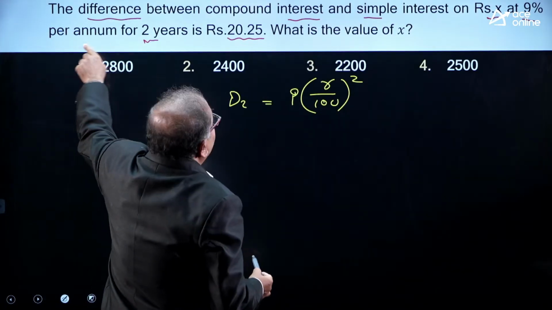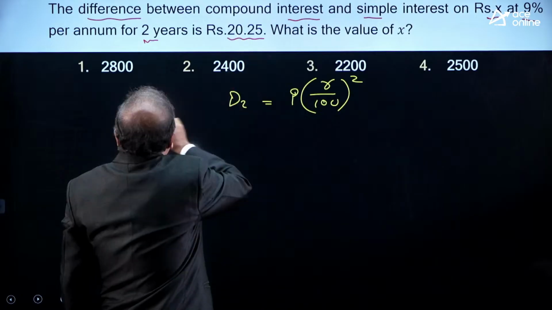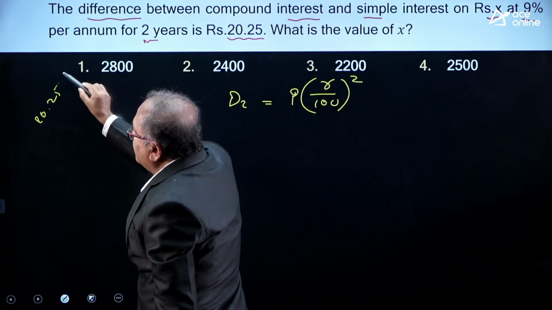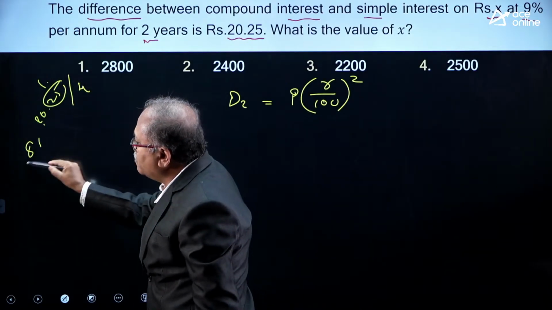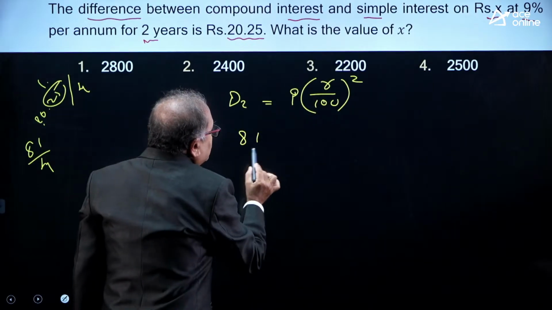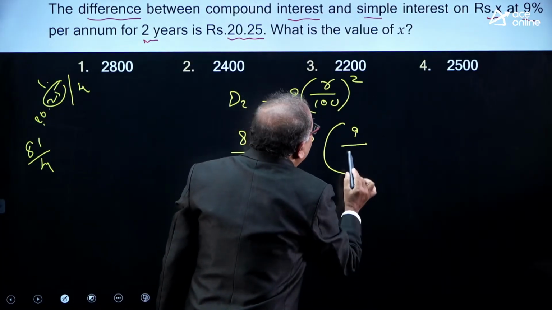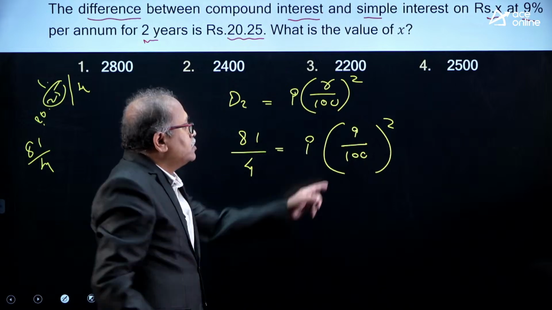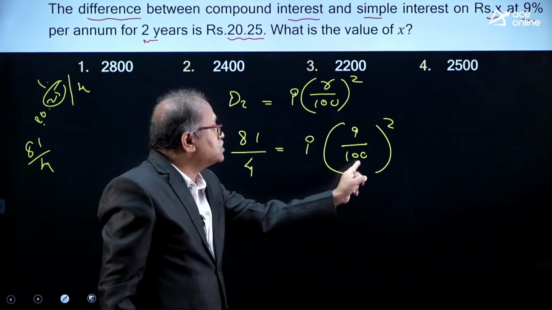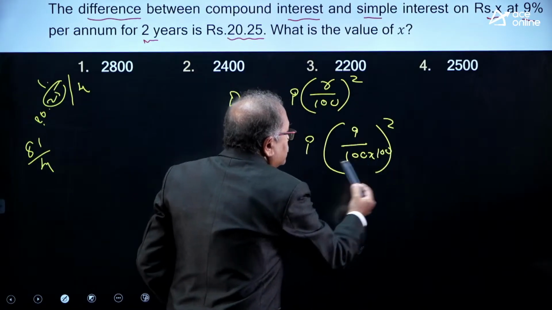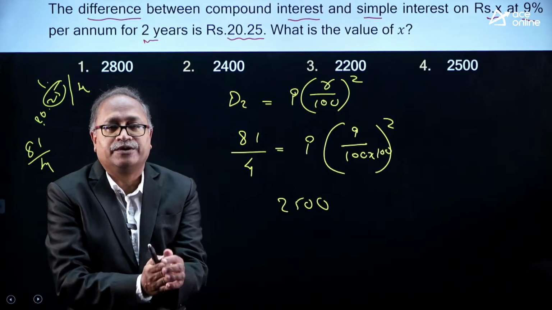So, look at this one. We have the difference given to us. And what is this difference? 20.25. Can I write this 0.25 as 1 by 4? So, 80 plus 1 comes 81 by 4. So, I will take the difference as 81 by 4 is equal to P into (9 by 100) to the whole power 2. Here I know that 9 square is 81. So, 81 gets cancelled. Here I cancel 100 into 100. So, this gets cancelled, 25 followed by 2 zeros, that is your answer. So, nicely you did it, right.